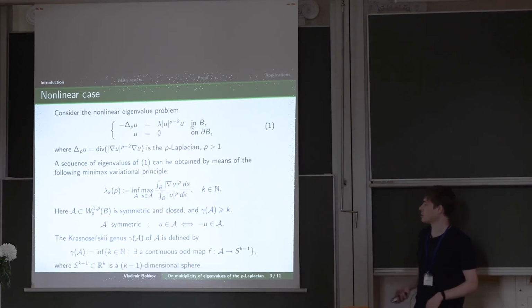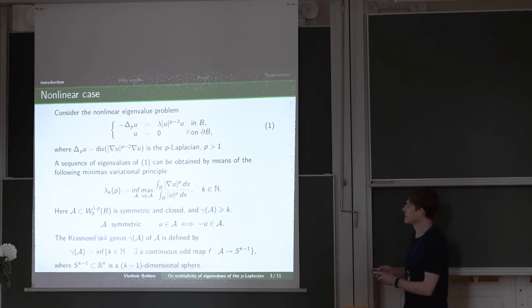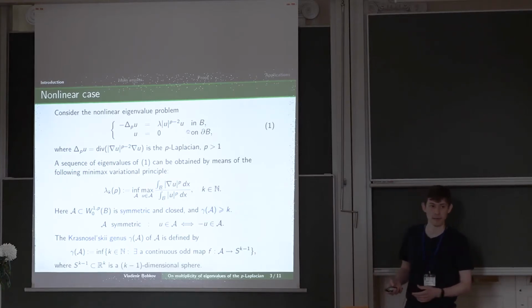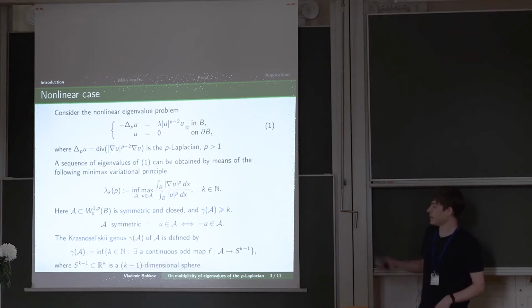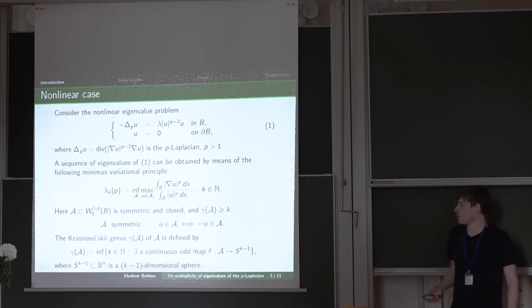Symmetric, and closed. You can ask even compact if you want. And what is essential is that this function gamma of A has to be greater or equal than k, where k is the index of the eigenvalue. So what is gamma of A? It is the so-called Krasnoselskii genus of the set. It is an example of a so-called index of the set. And it is defined in the following way.